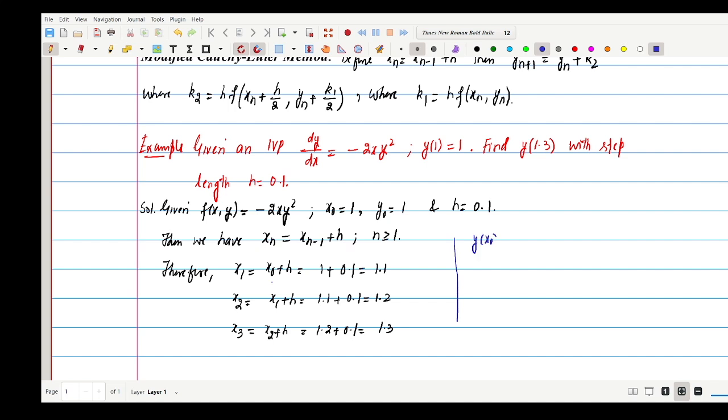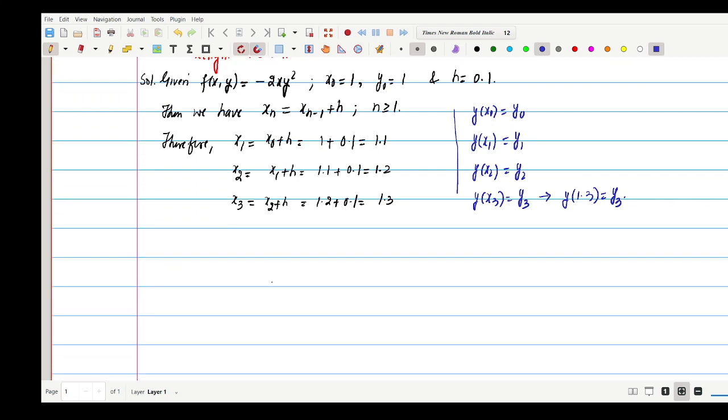We define y of x0 is equal to y0. That is the notation for y of x0. Similarly, we can take the notation y of x1, which is equal to y1. Similarly, y of x2 we can call y2, and y of x3 we shall call y3. But now here our x3 is equal to 1.3, so y of 1.3 is equal to y3. Therefore, what we are asked in the question is to find the third iteration using Euler's method, and now we will use all the three methods to find this y of 1.3.